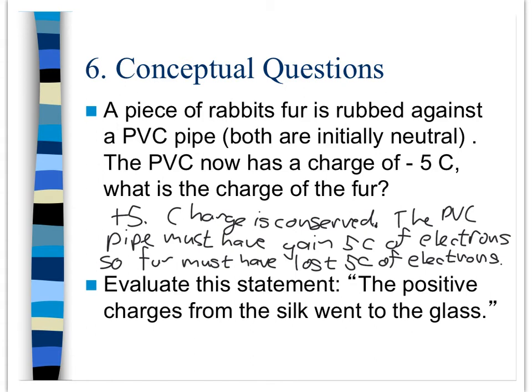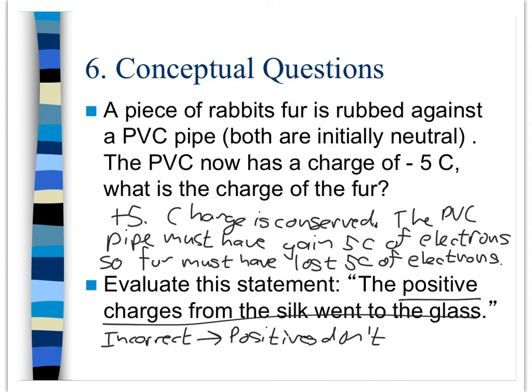The next one, we're going to evaluate this statement given. The positive charges went from the silk to the glass, and that must be an incorrect statement here. And the key idea is that positive charges don't move, so it's not possible for positive charges to go from one object to another object.